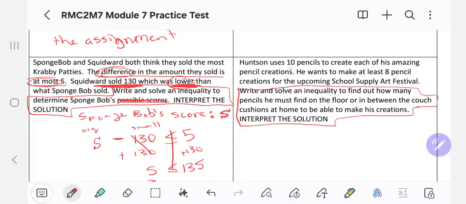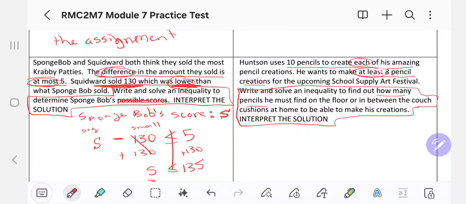So Hudson uses 10 pencils to create each of his amazing creations. So that means we're putting them into groups of 10, right? And how many groups of 10 do we need? He wants to make at least 8 pencil creations. Okay, so see how that is the size of the group and how many groups. And what we're looking for is how many pencils. That group of pencils is a big amount that we're splitting into groups.